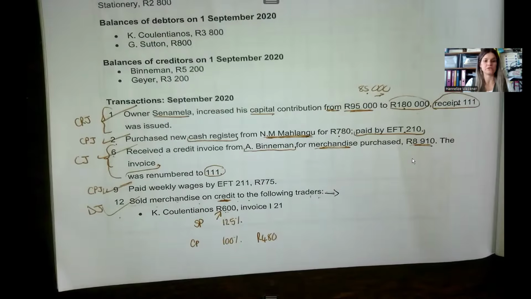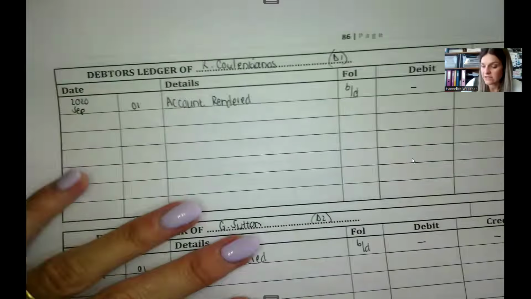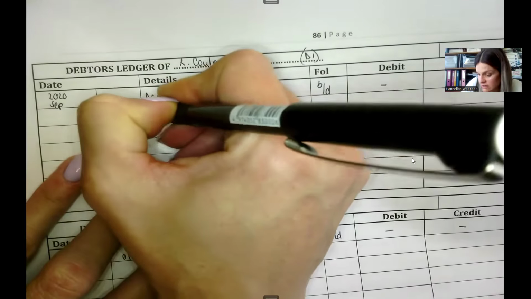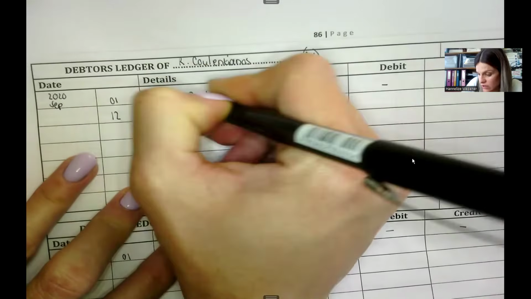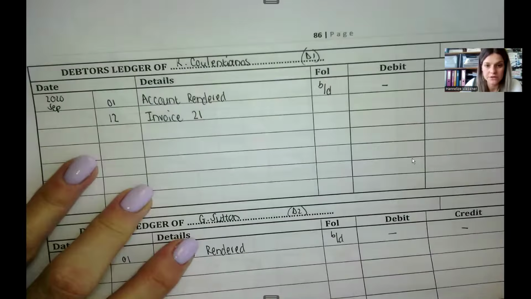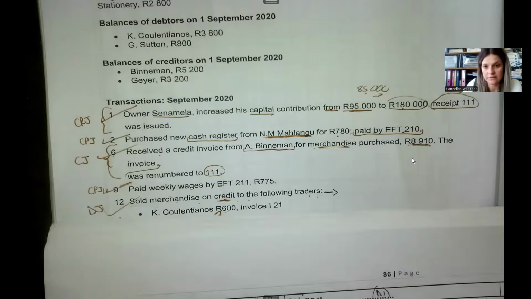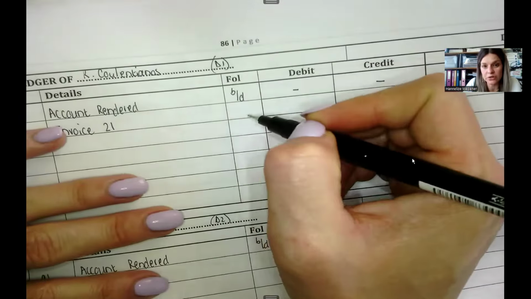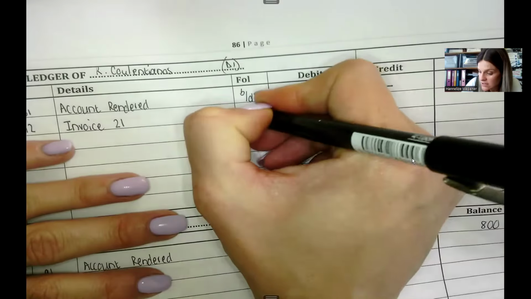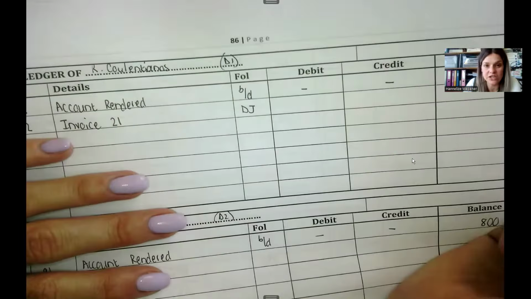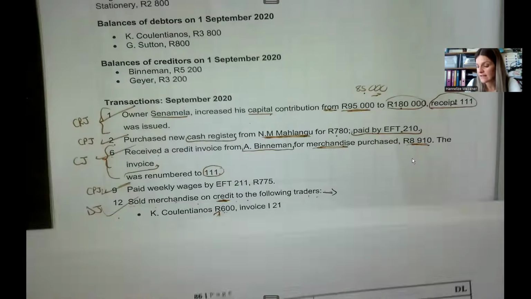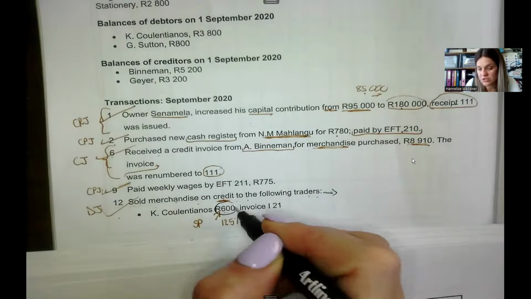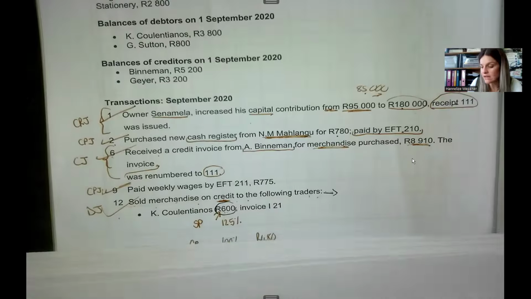So that means you need to go to his account and say that on the 12th, you issued an invoice, so details gets the source document with the number. So invoice 21. And this was recorded, so folio gets the journal where you recorded this transaction, that is DJ. Then, how much does he now owe you for this transaction? He purchased goods of 600 Rand.